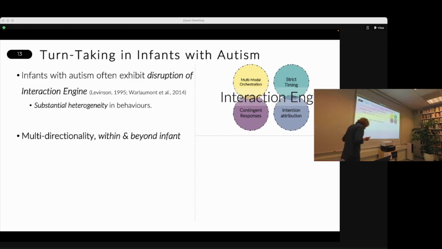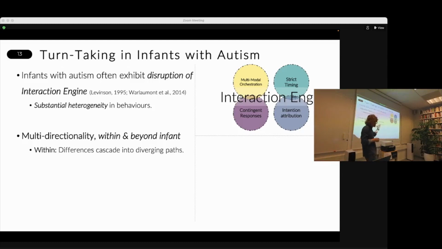And the questions that we can ask with this data set are interesting to note in terms of this interaction engine, because it allows us to look at the multidirectionality within and beyond the infant. And what I mean by this is that sometimes when we're looking at the trajectories of development within the infant, right, so how each individual infant develops over time, we see these cascades influencing each other. So for example, a motor delay might later on lead to a language development delay and so forth, so it is bifurcating into these different trajectories of development.